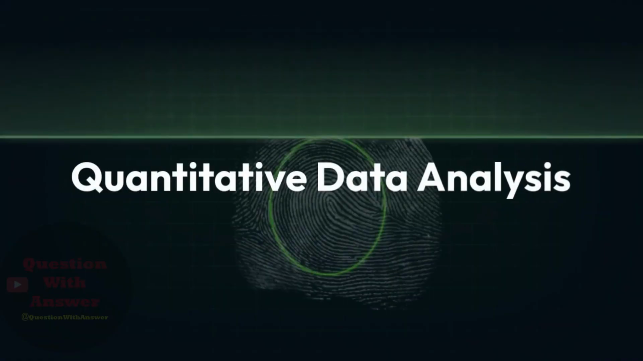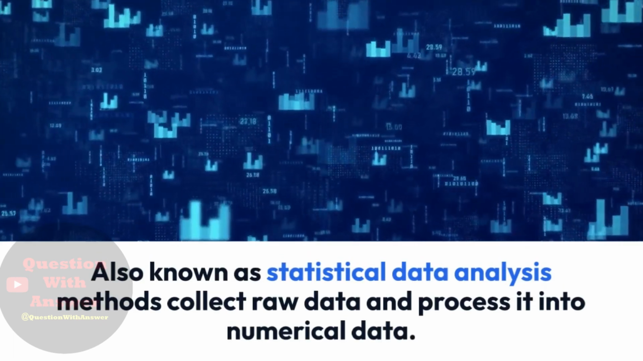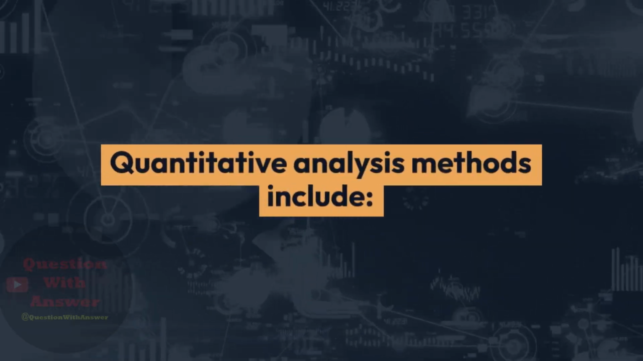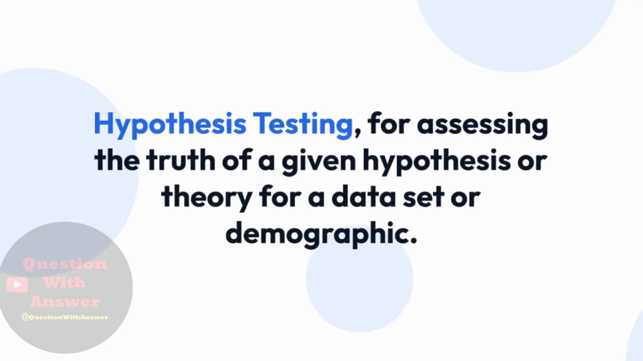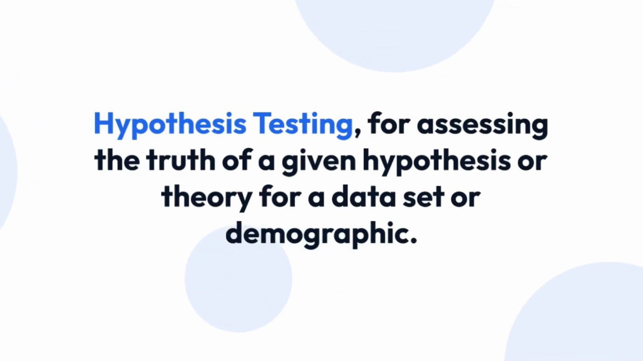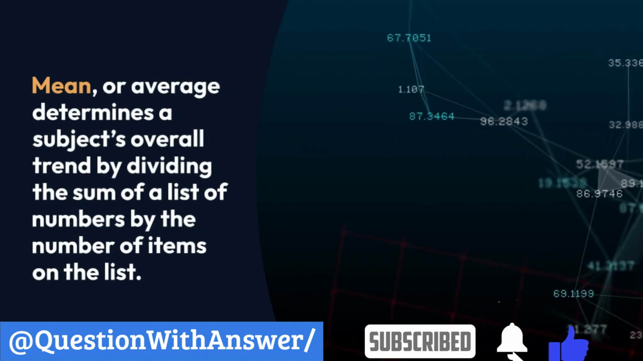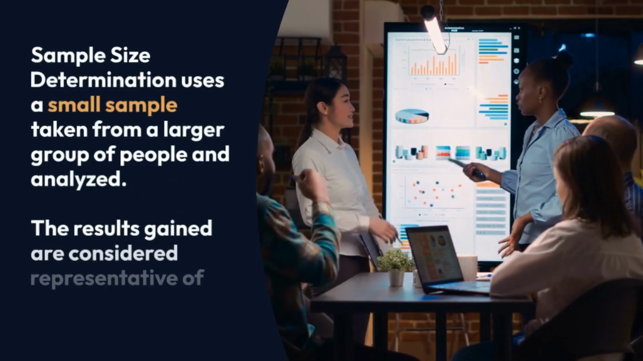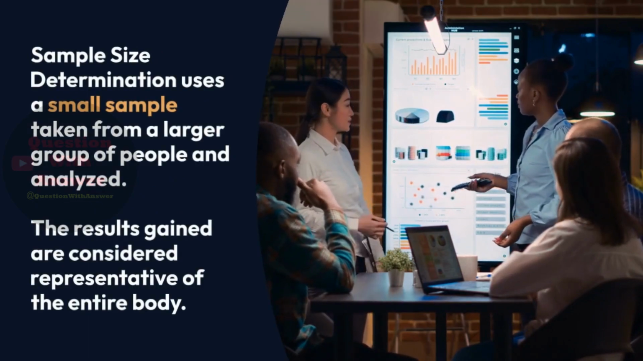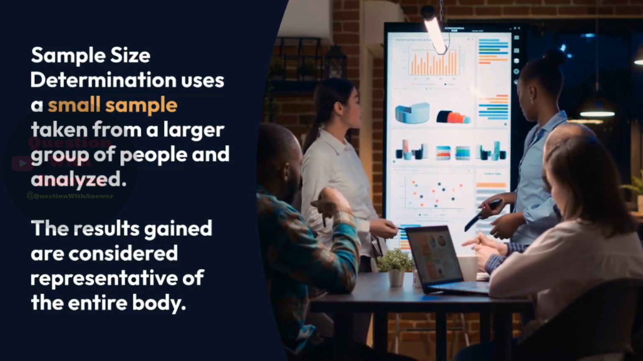Quantitative data analysis. Also known as statistical data analysis methods, these collect raw data and process it into numerical data. Quantitative analysis methods include hypothesis testing, for assessing the truth of a given hypothesis or theory for a data set or demographic. Mean, or average, determines a subject's overall trend by dividing the sum of a list of numbers by the number of items on the list. Sample size determination uses a small sample taken from a larger group of people and analyzed. The results gained are considered representative of the entire body.